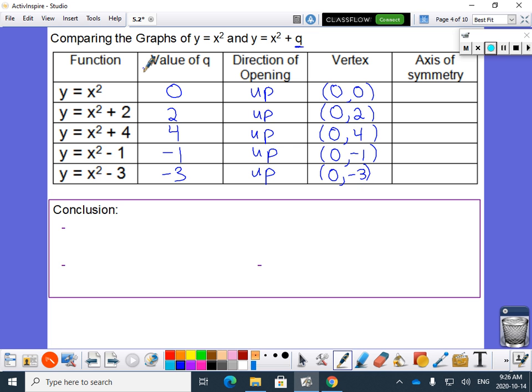I want you guys to put this in. And this makes sense. Value of q. This number here changes the y value of the vertex. Makes sense, right? If our q here is 2, well, this number changed the y value of our vertex to 2.